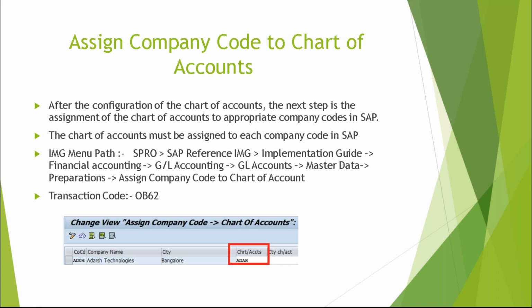So whenever I do a transaction, whenever I do the ledger creation, it will understand that this ledger belongs to this chart of accounts, whether it is liabilities, assets, expenses, or revenue, it might be anything. That is how we work with the chart of accounts. So write down the heading, assign company code to chart of accounts, and write down the path and T code. Once you are done, let me know.